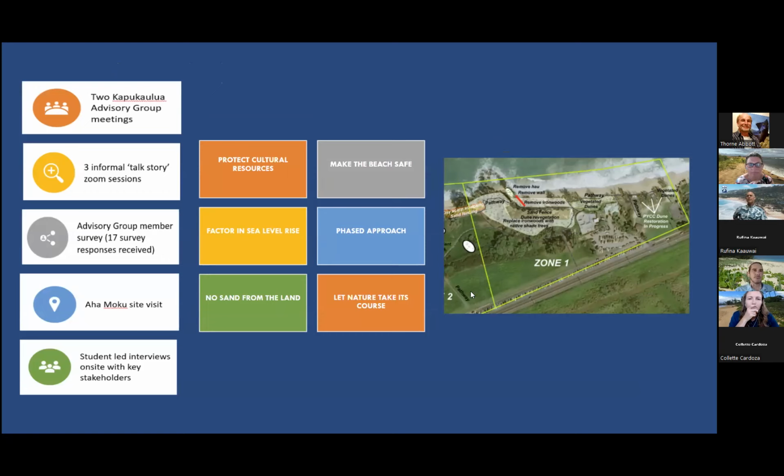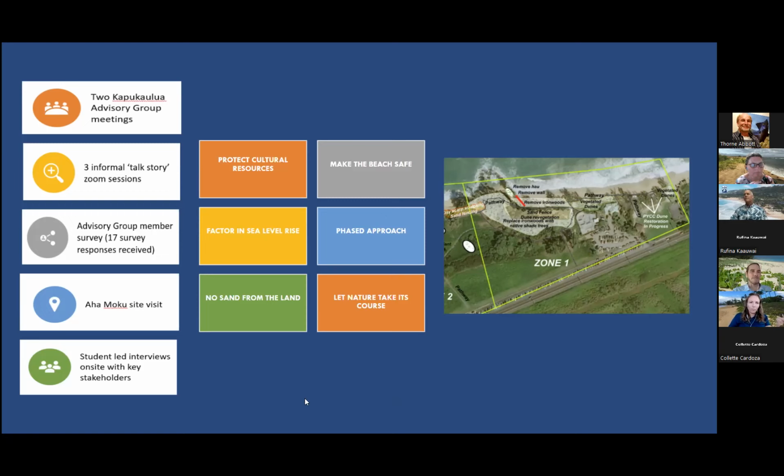Because this area is so near and dear to so many people's hearts, we wanted to make sure that the community understood what we were doing and were on board with what we were proposing, and that they had a really good chance to include their feedback in the restoration designs. So we had an advisory group. We had 2 advisory group meetings. We had informal talk story sessions. This was during the pandemic, so we had to do a lot of Zoom work until later in the project.